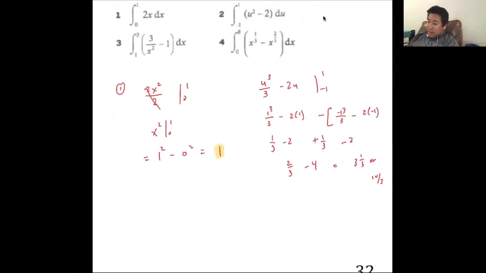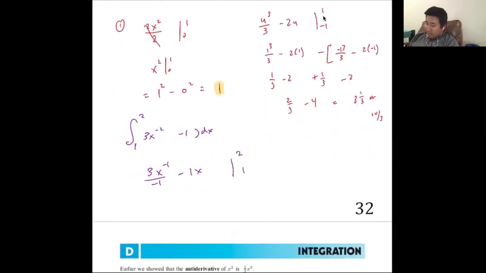The next one is x squared is on bottom, so it's going to be 3x to the -2 minus 1 dx. So that's 3x to the -1 over -1 minus 1x from 2 to 1. That is -3 over x minus x from 2 to 1. I'll let you finish cleaning that up.